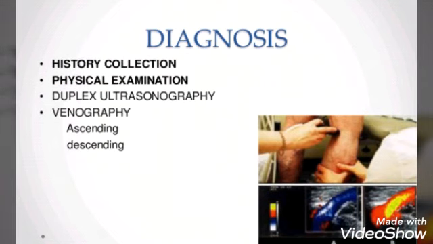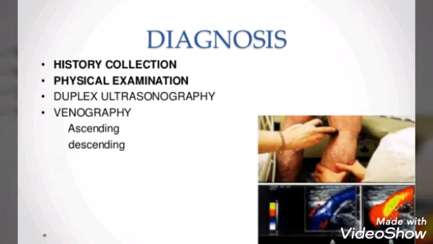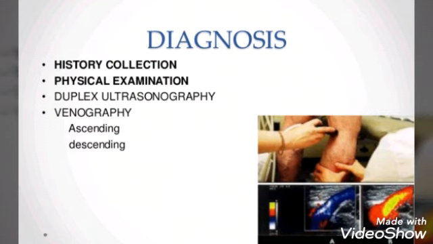Then, according to the patient's condition, you can correct the history. Then we'll go for the physical examination, mainly of the lower extremities. We'll try to palpate the veins. Then we'll ask the patient whether he's having pain or cramping and so on. Then we can go for the duplex ultrasonography.